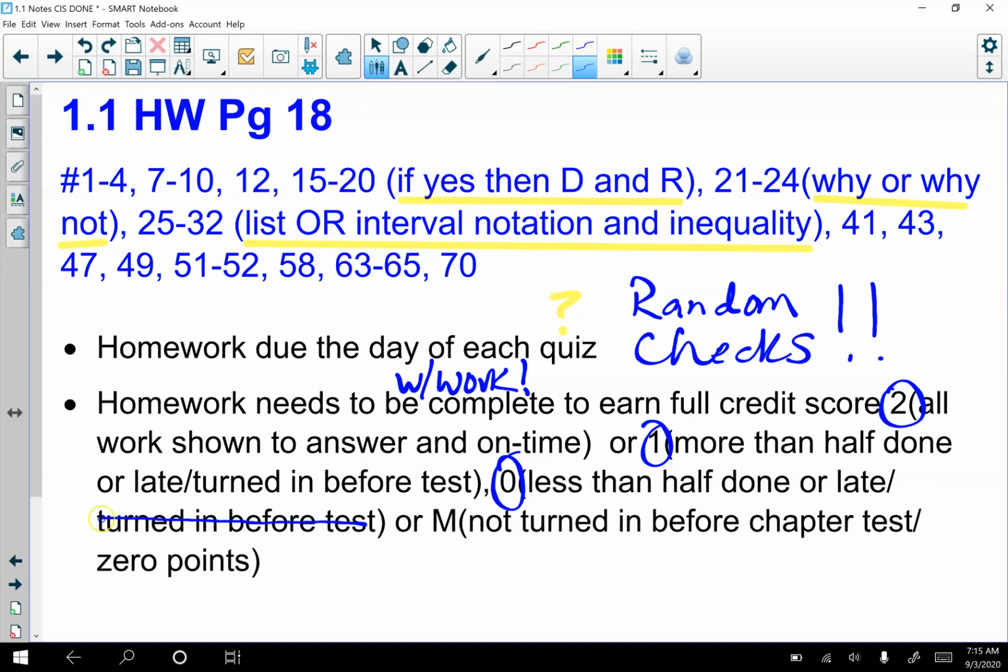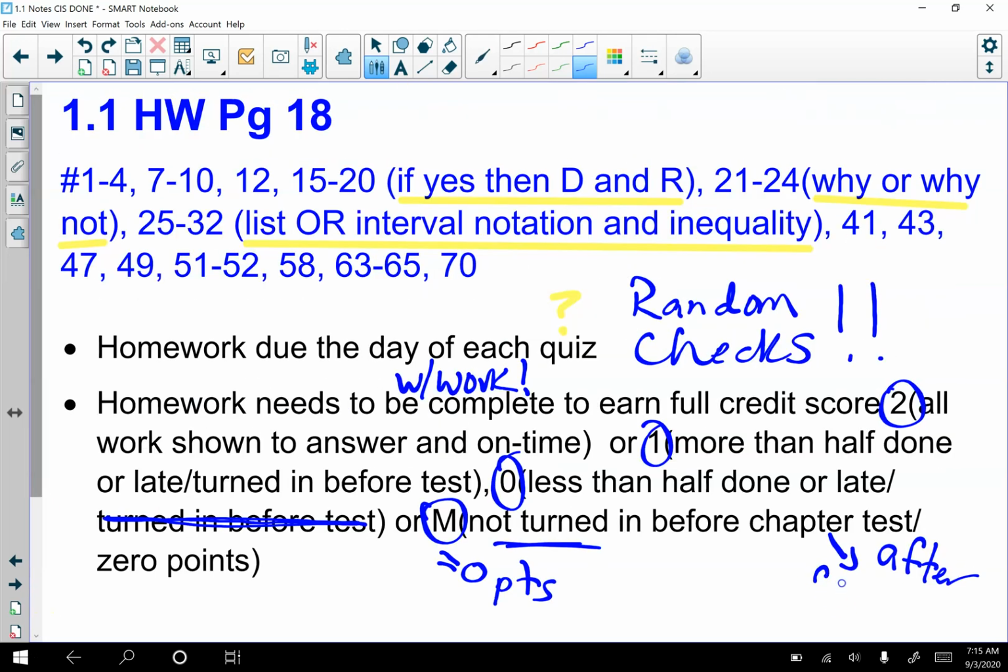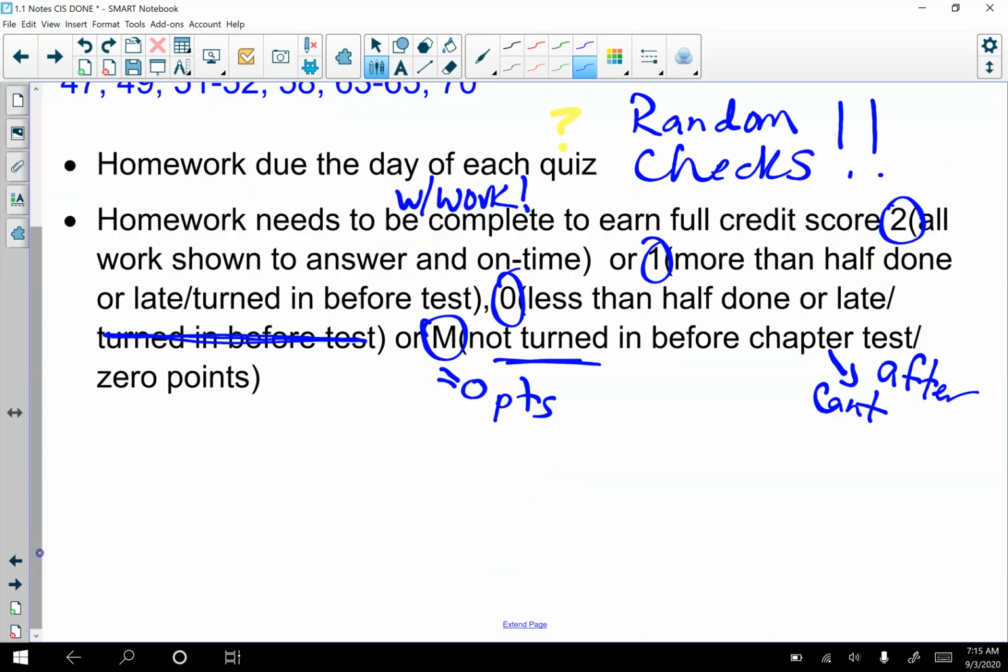And it's not turned in before the test on this one. And an M means that it was not turned in before the chapter test. You would get M equals 0 points. And after the test, you can't turn it in.